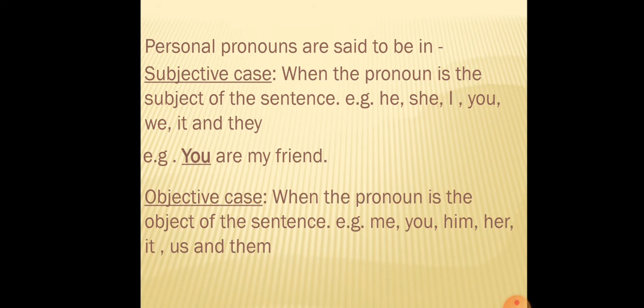Then we have the objective case. When the pronoun is the object of the sentence, then it is said to be in the objective case. Example, me, you, him, her, it, us, and them. Let's see one example. He plays with them. Here, them is the object of the sentence.